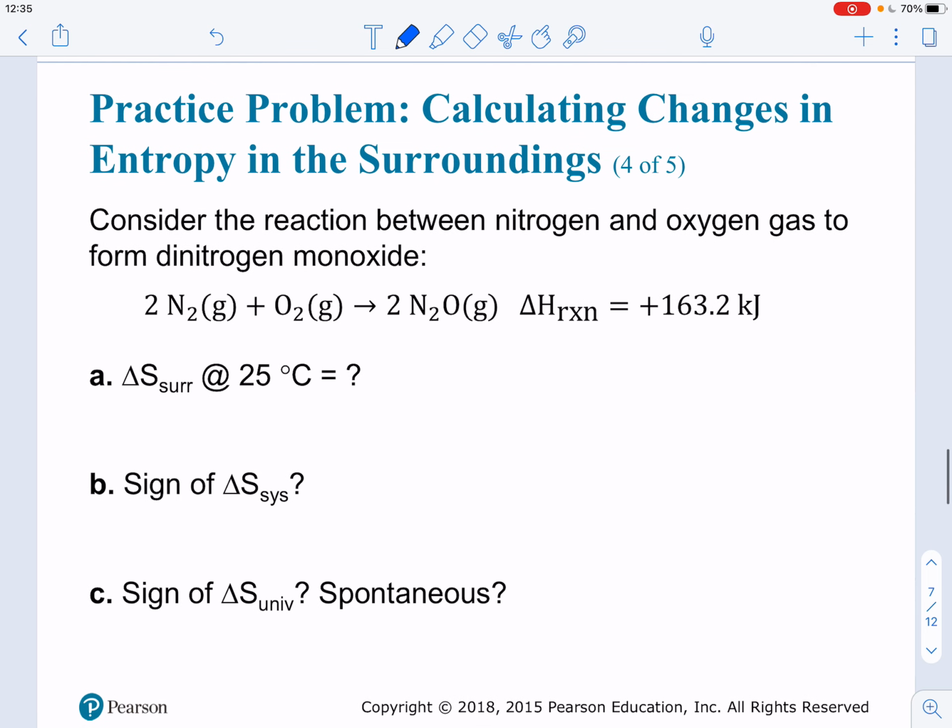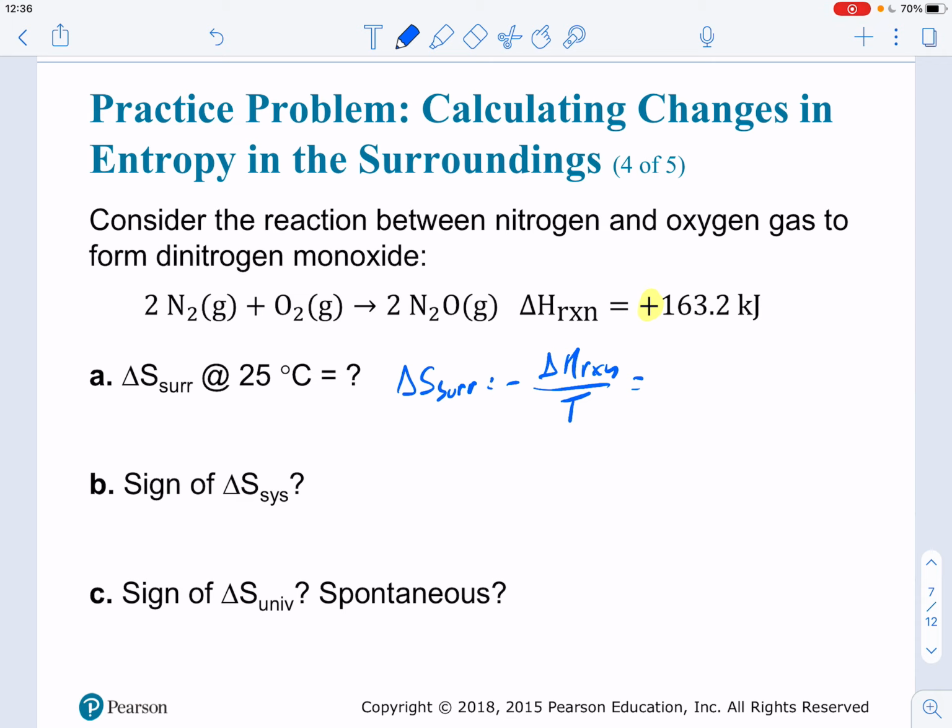Now, here is another reaction, and we can do exactly the same thing. We have the change in enthalpy for the reaction, and in this case, it is positive. Let's highlight that. It's a positive value. So if we are to calculate the change in entropy for this case, remember, the change in entropy of the surroundings is equal to minus delta H of reaction over T. And this is going to be equal to 163.